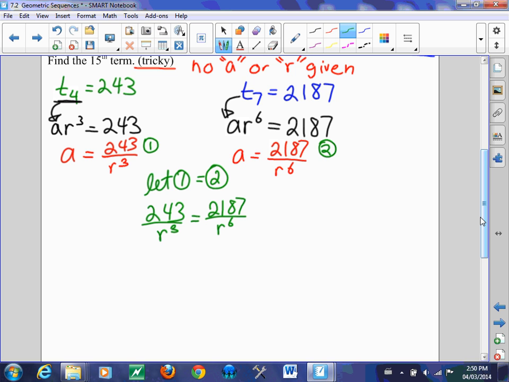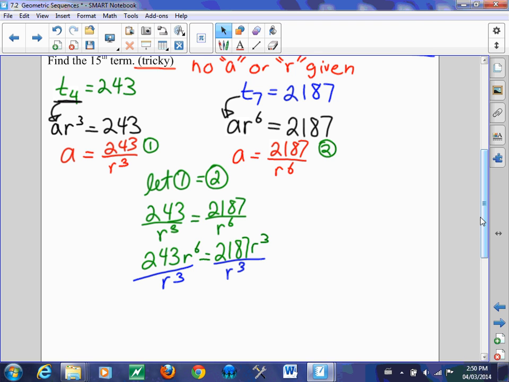Okay, so if we cross multiply here, ladies and gentlemen, we're going to have 243 r to the 6th equals 2,187 r cubed. So far, so good? Okay, so let's try to get r by itself. I'm going to take the smaller one here, so I'm going to divide through. Whatever I do to one side to keep it balanced, I have to do the same to the other.